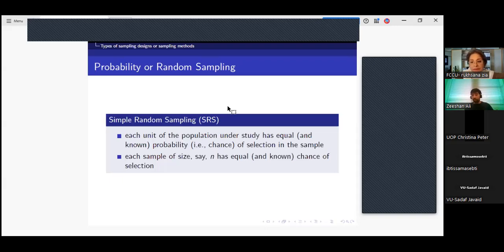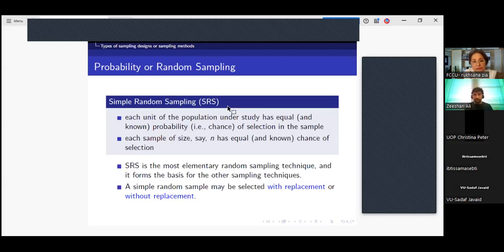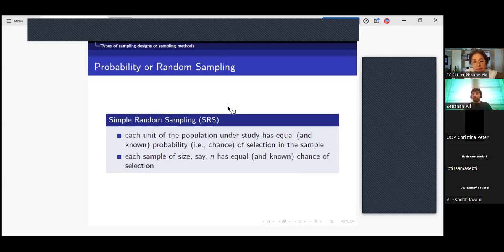One sample could be 1 and 2, the second could be 1 and 3, and the third could be units 2 and 3. So there are three possible samples here, but in practice we should pick one, and that should be a representative sample. Where they talk about each sample having an equal chance, it just means that irrespective of whether I pick 1 and 2 or 1 and 3, units 1, 2 or 3 should have the same probability of selection.